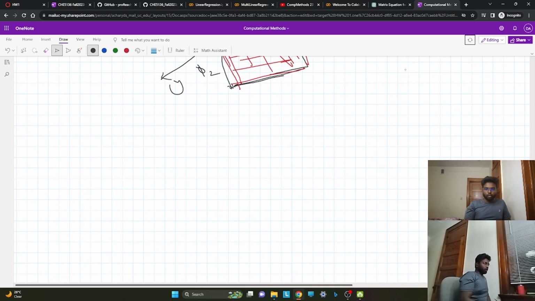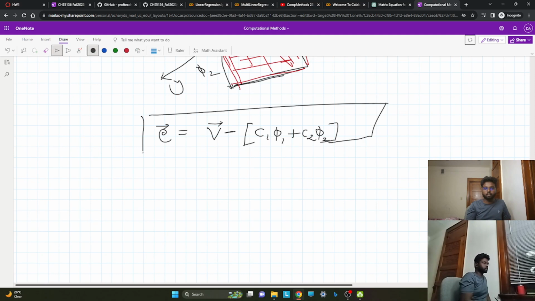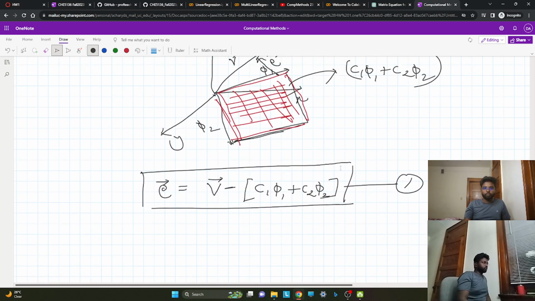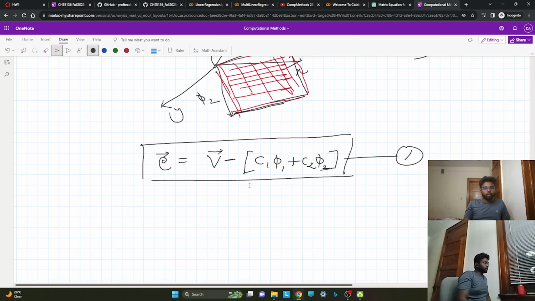As I have already said, the error is always equal to the main vector v minus the basis vectors. The basis vectors over here are c1 phi1 plus c2 phi2. So let's take this as equation 1. This will be used. Now as we know, the error will always be perpendicular to the basis vectors.